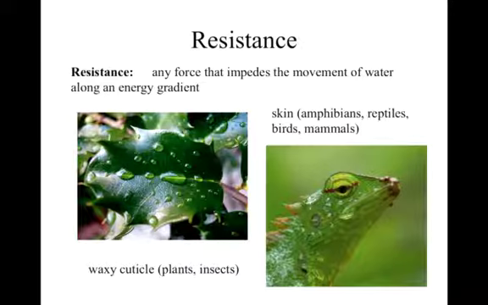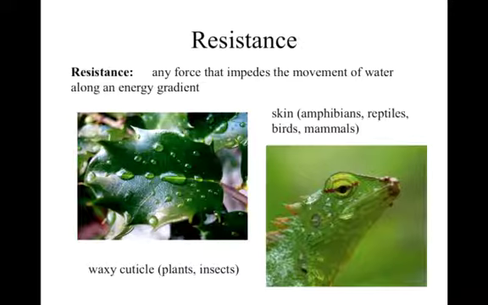Now, unfortunately, all this water movement means that we're always faced with this challenge of retaining water. We want to keep ourselves 60 to 90% water, depending on what organism we are. And at the same time, we keep losing water because everything around us is sort of stealing it away because of this flow along these energy gradients. And so a lot of times what organisms develop is what's known as resistance, which is any force that impedes the movement of water along its energy gradient. So water wants to go one way, but we can stop that with different things.